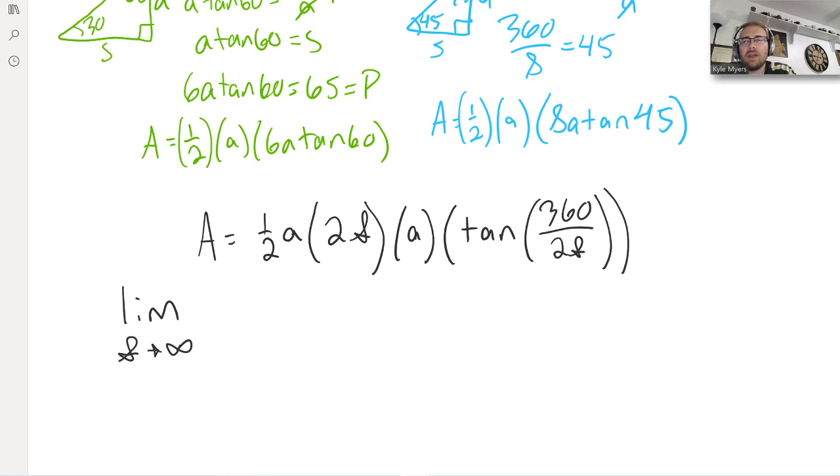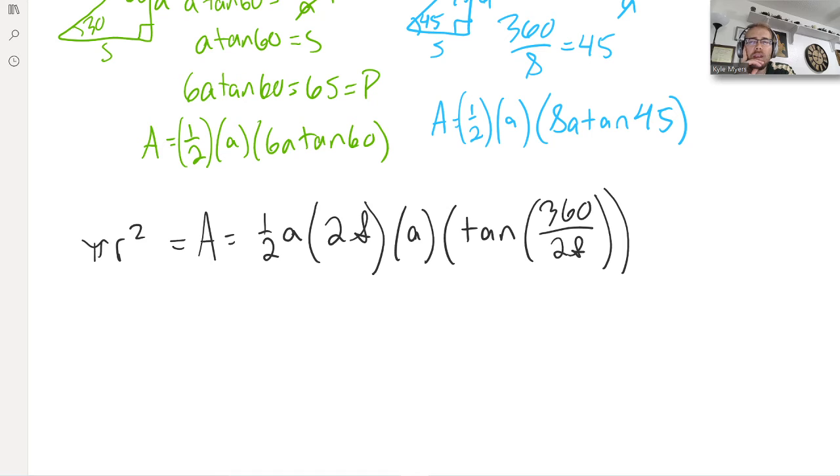Before we do that, what we need to do is figure out what pi is, right? So we know what the area is. This is equal to the area. If S is infinity, then it would equal pi r squared.